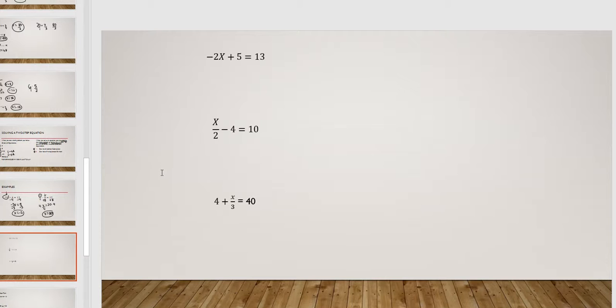Okay, so let's look at a few more two-step, and then I'm going to have you practice a few two-step, and then you will be ready to move on to working on your ALEKS assignment so that you can retake your test.